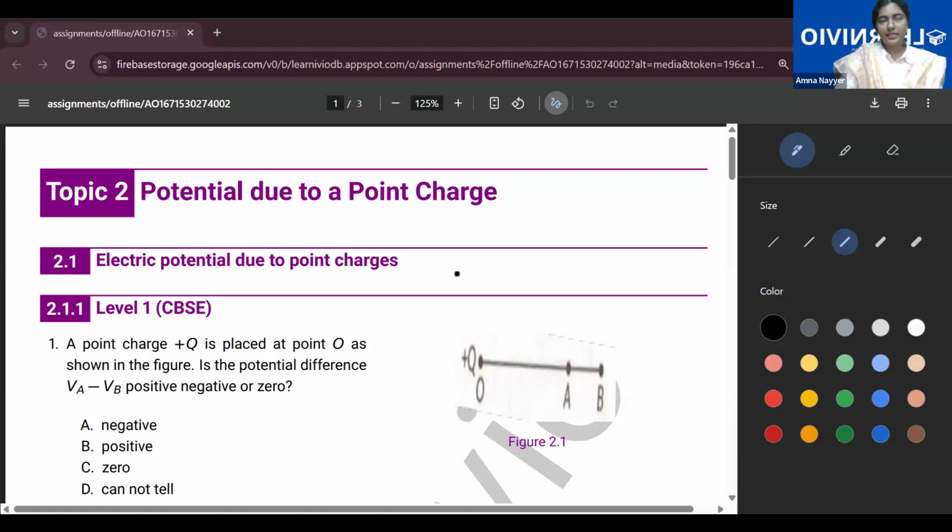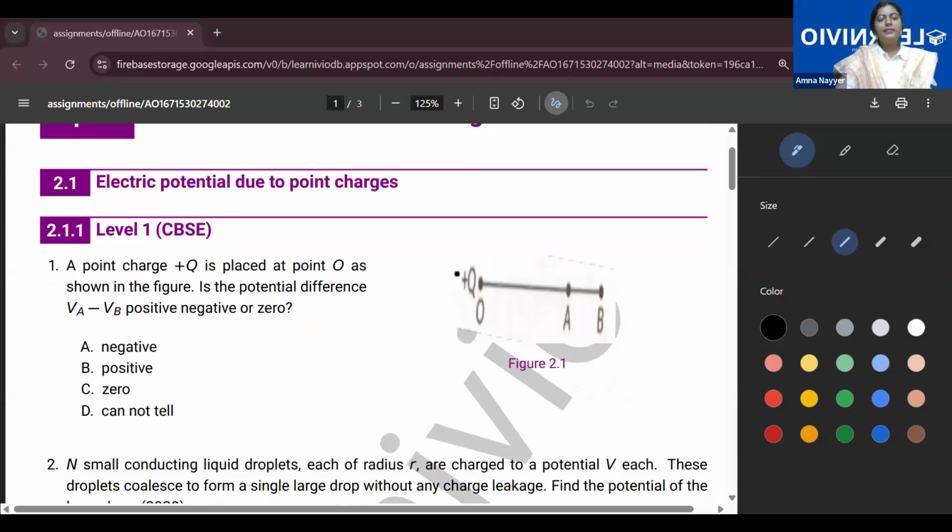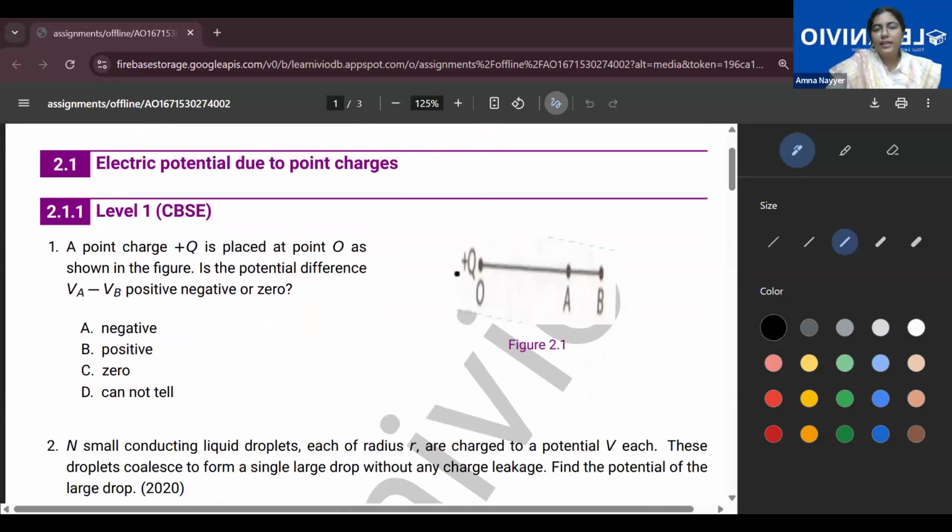See, first question. A point charge plus Q is at a point O. If the potential difference VA minus VB is positive, negative, or zero, you have to see whether the potential at point A is positive or negative. Look, a positive charge is there. I'll just write down a few hints over here. The rest of it you can copy afterwards. Let's have a discussion first and then copy it.